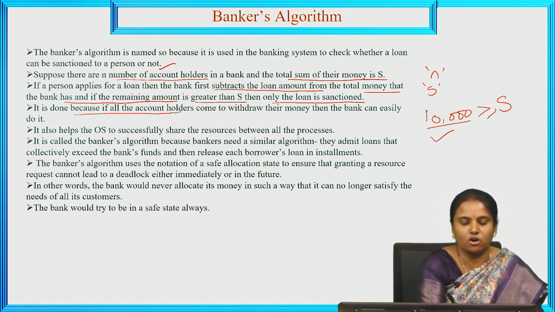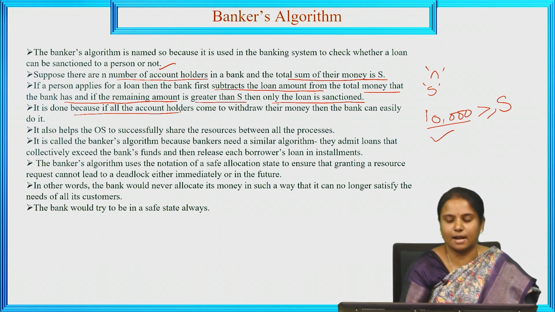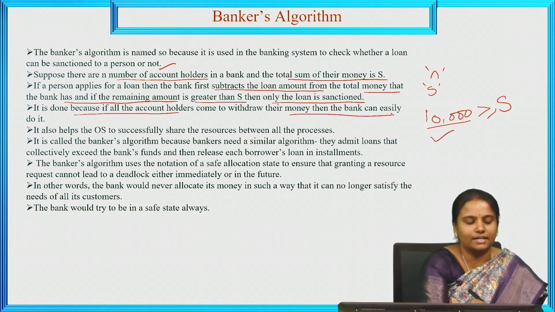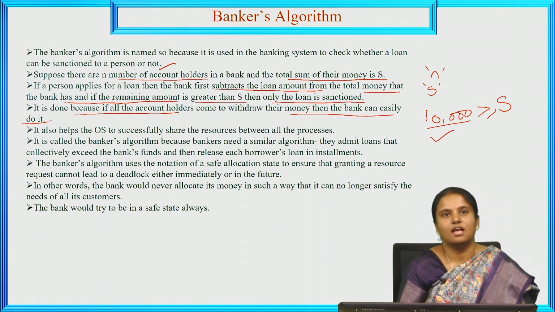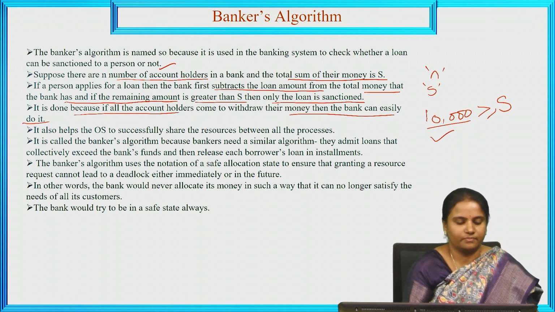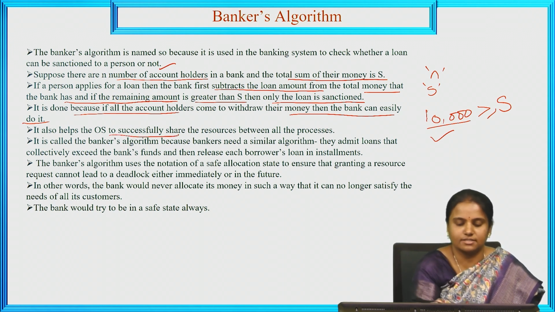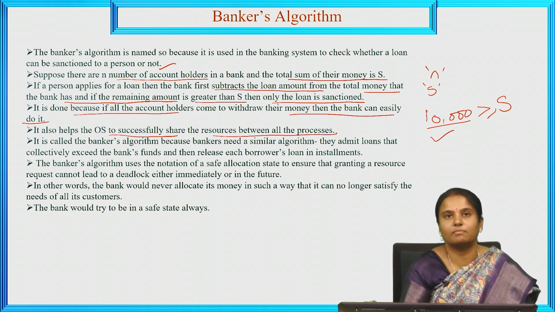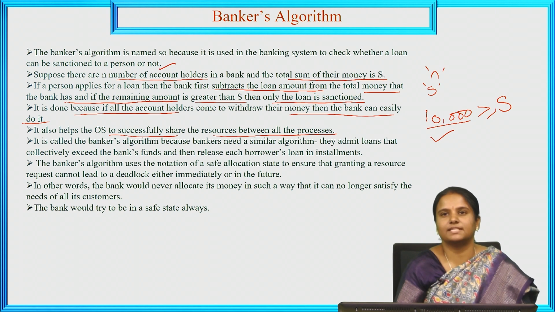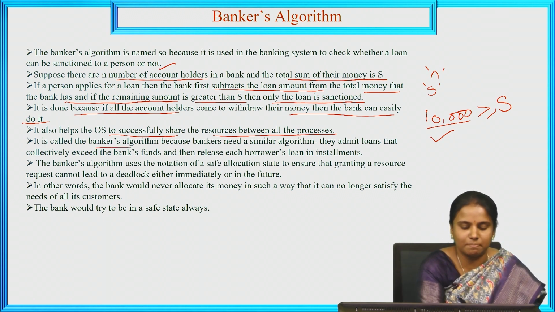It is done because if all the account holders come to withdraw their money, the bank can easily handle it. The account holders can withdraw their money easily in the banking system. It also helps the OS to successfully share the resources between all the processes. Here the operating system helps to share all the resources among the different kinds of processes. It is called Banker's algorithm.